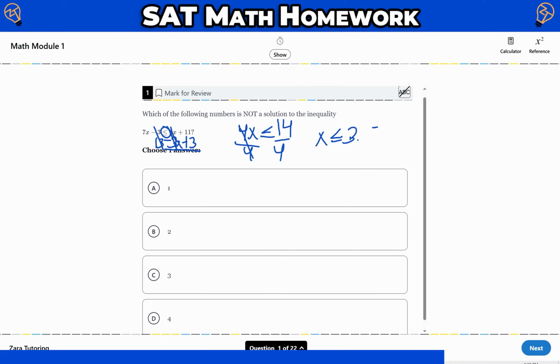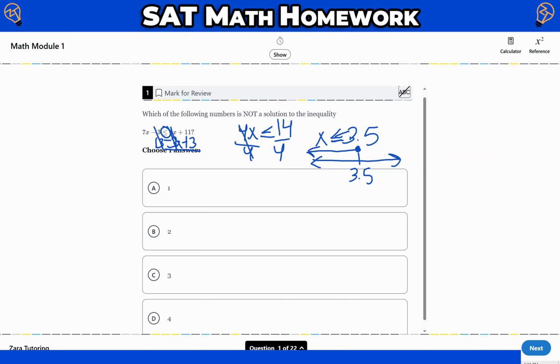And so you can put this on a number line where, let's say 3.5 is right here. And then if you remember, when it's or equal to, you do like a shaded circle instead of an open circle. And since less than or equal to means everything to the left of, or you can kind of do this where it looks like an arrow pointing to the left. It's a nice little trick.